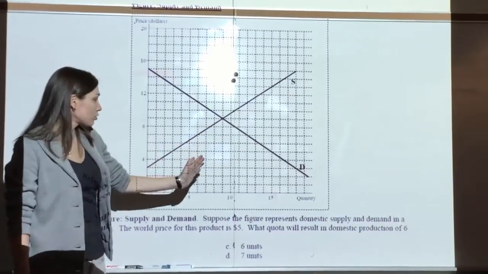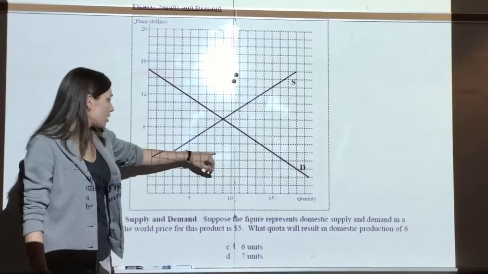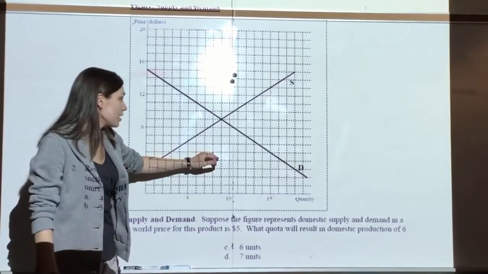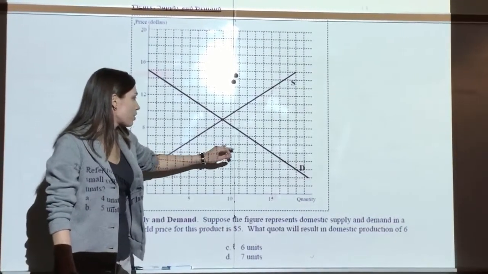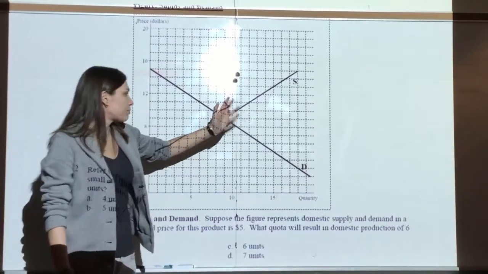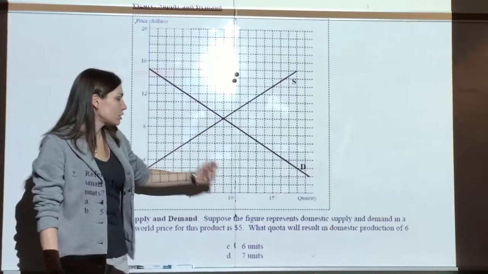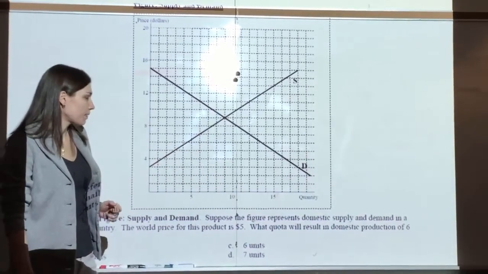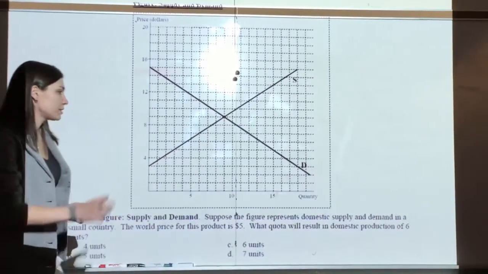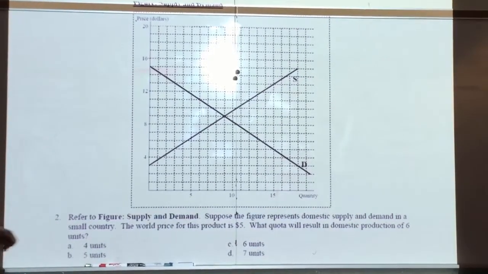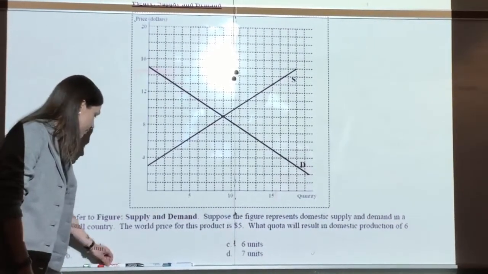However, if you put a limit on those imports, at that point, then we're going to go back to domestic supply, but then the supply curve is just going to be parallel to the original supply curve. So basically we need to figure out at what total quantity supplied will domestic supply be equal to exactly 6. So pretty much this is what's going to happen.